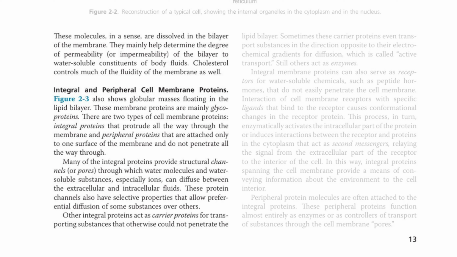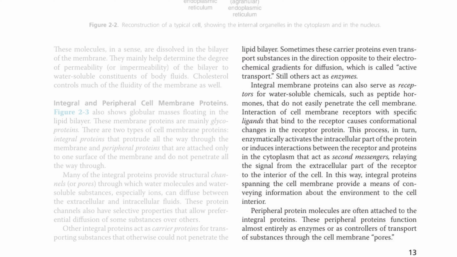through which water molecules and water-soluble substances, especially ions, can diffuse between the extracellular and intracellular fluids. These protein channels also have selective properties that allow preferential diffusion of some substances over others. Other integral proteins act as carrier proteins for transporting substances that otherwise could not penetrate the lipid bilayer. Sometimes these carrier proteins even transport substances in the direction opposite to their electrochemical gradients for diffusion, which is called active transport. Still others act as enzymes.